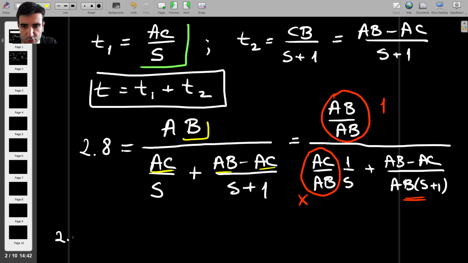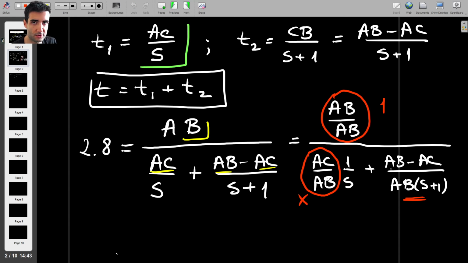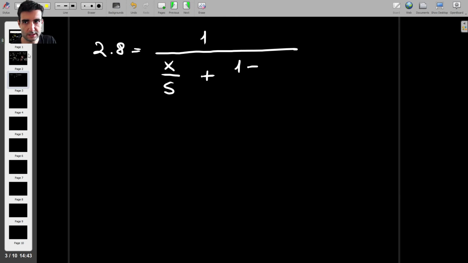So this becomes 2.8 equals 1 divided by X over S. Maybe I should write on the next page. So 2.8 equals 1 over X over S like this, and then plus. Now we divide each of those by AB. So AB over AB is, of course, 1, minus AC over AB, which is X, and that's divided by S plus 1. So we simplify this, and now we just have X, which is what we're trying to find, and then we also have S.